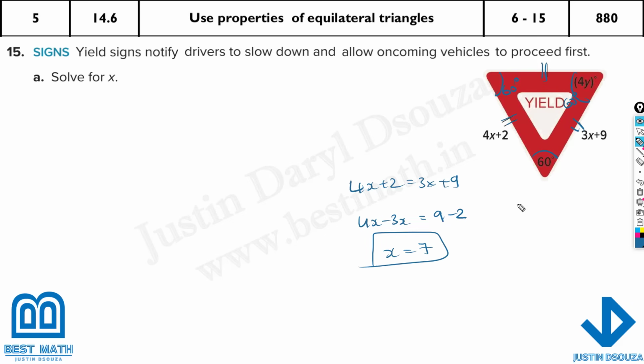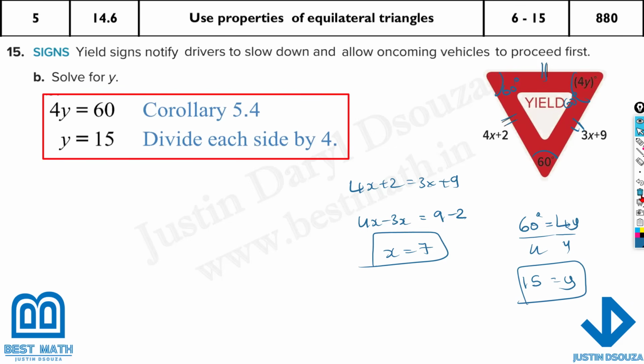And what about the angles? The angle at 60 degrees will be equal to 4y. So divide both the sides by 4. You are going to get 4, 10, 15. 15 is equal to y. That's the answer. So x was 7 and y is 15.